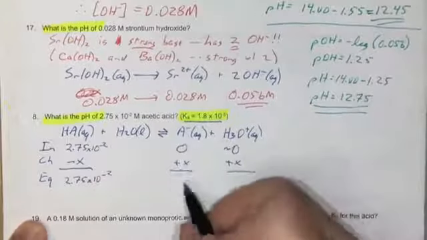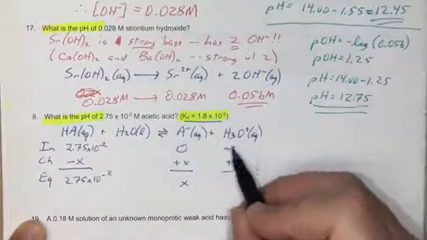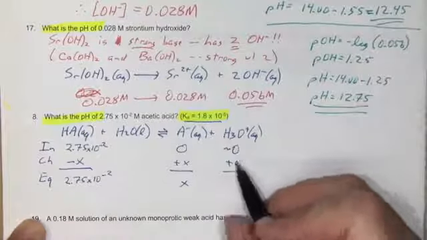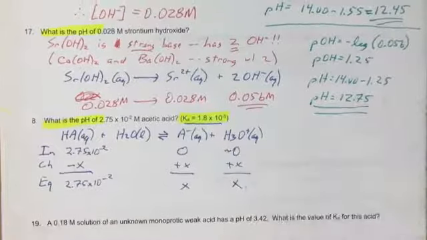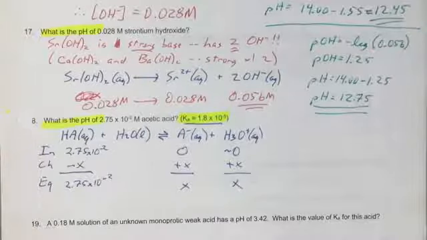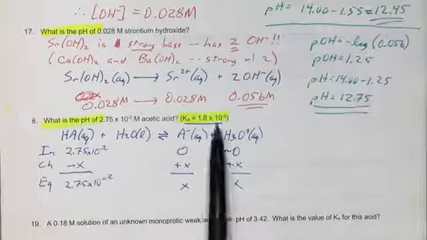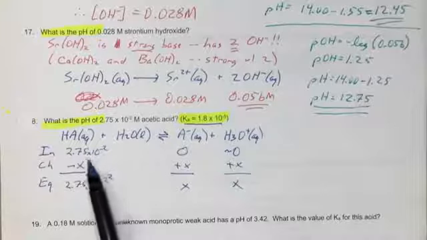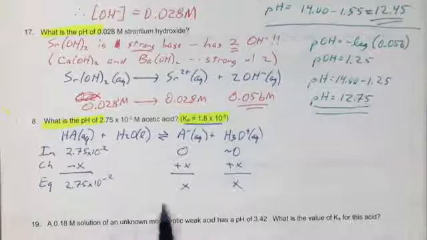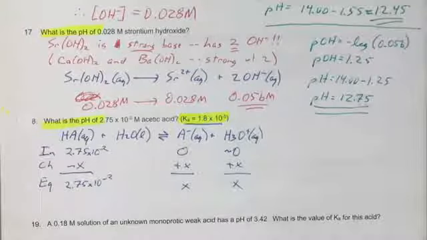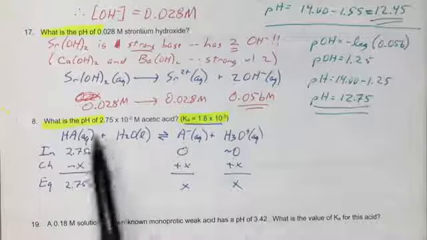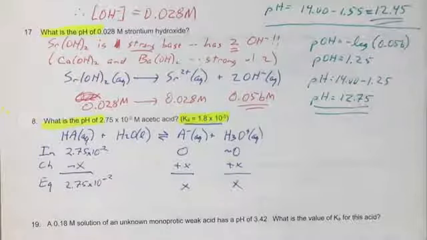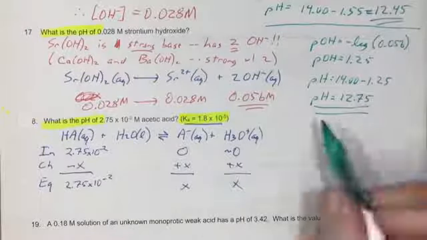I can't ignore this x. 0 plus x is x. And here, hydronium, this is so small, I can ignore this. This is about x. So we set up the ICE table. We ignored this because Ka is so small that x is very small compared to this. Now, we will plug these values into the Ka equation. If all else fails, set up the ICE table, and then plug the equilibrium values into the Kc equation.